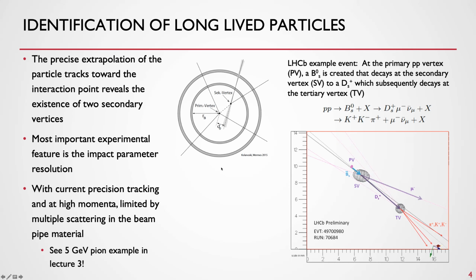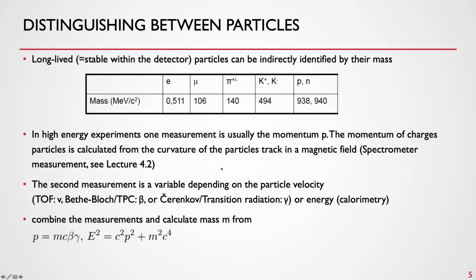That's one way to identify particles present in the decay. So let us next look at ways to distinguish between particles. Long-lived particles that are stable within the detector can be indirectly identified by their mass. So let's talk about, for example, electrons and muons.